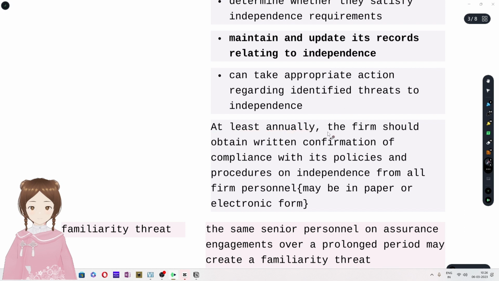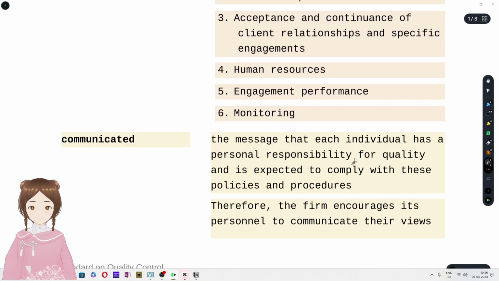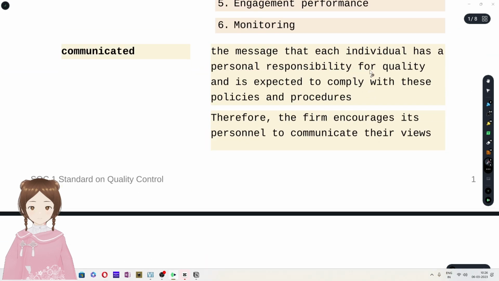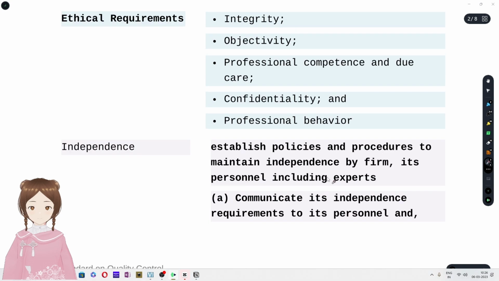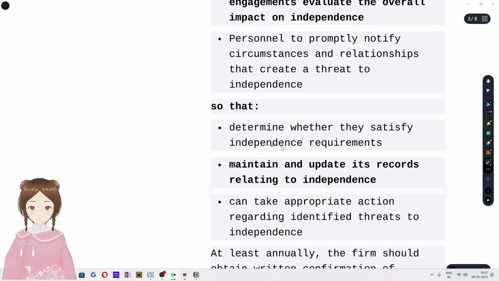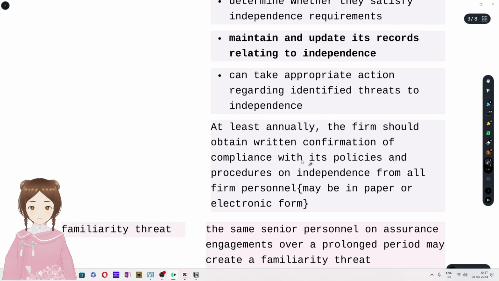When they review the policies and procedures on independence, they have to review at least annually. At least annually, the firm should obtain written confirmation of compliance with its policies and procedures on independence from all firm personnel. Why do they want written communication? Because they have said that there was a personal responsibility. So, call to action: written confirmation. And that's it with regards to independence. It's talking mostly about communication, and they have to maintain records, properly identify, and review the policies and procedures.